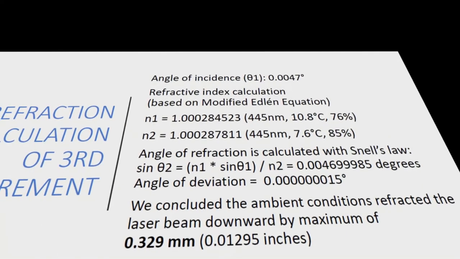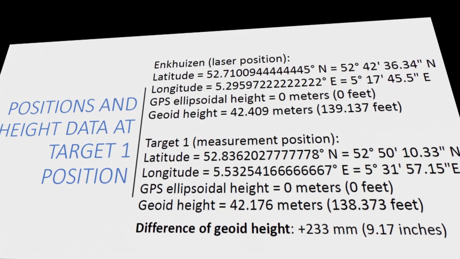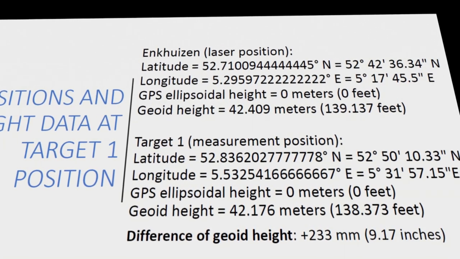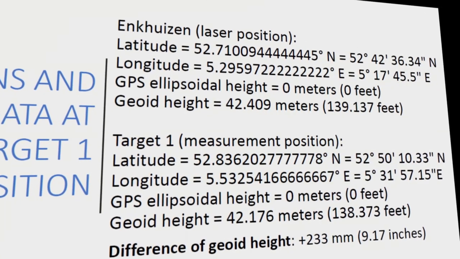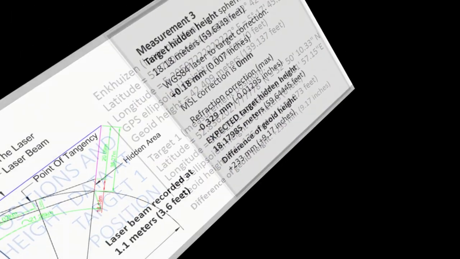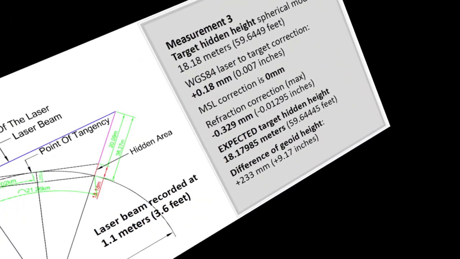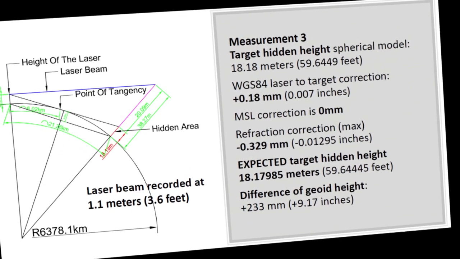TLT calculations factor in any variations in recorded data and geoid datum parameters of the WGS-84 mathematical construct. Both target and laser positions are at 0 meters mean sea level. The WGS-84 geoid undulation map shows a marginal 23 centimeters or 9 inches height difference at the two positions.